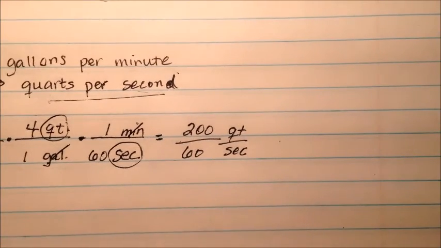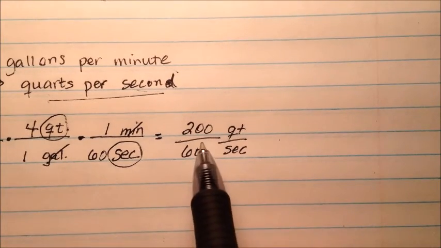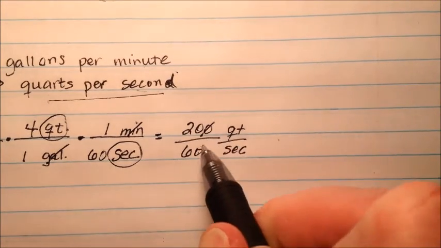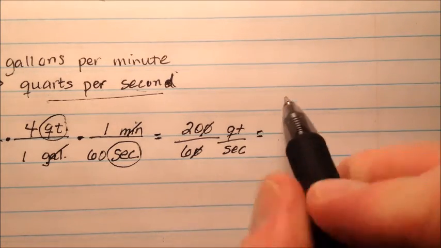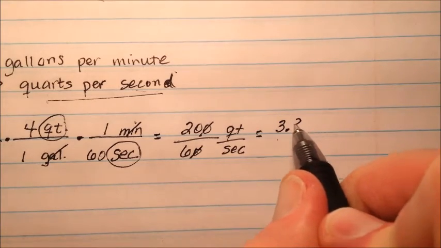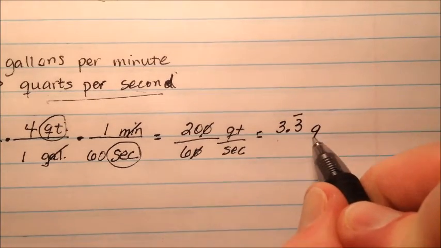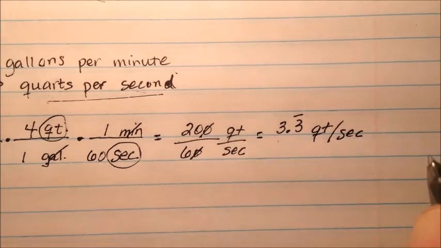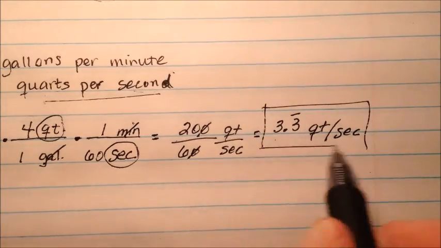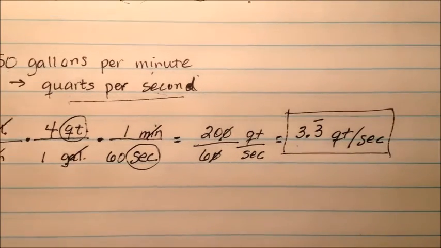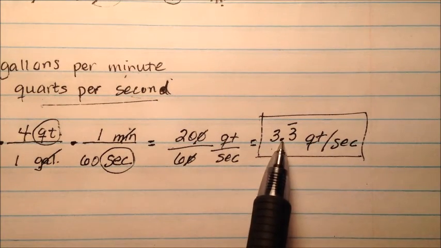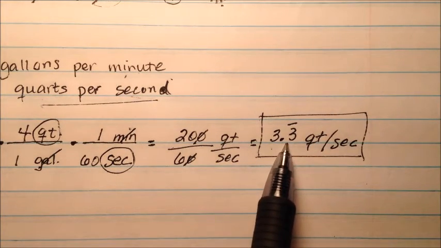And you can do a few things from here. I mean, you could grab a calculator and figure this out. I know that these zeros are going to cancel, and 20 divided by 6 should be something like 3.3 repeating, and we could say quarts per second, and that would work. So if we had 50 gallons every minute, that's going to be 3 1/3, or 3.3 repeating quarts per second.